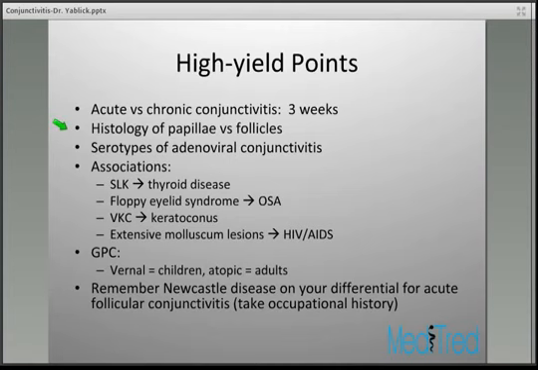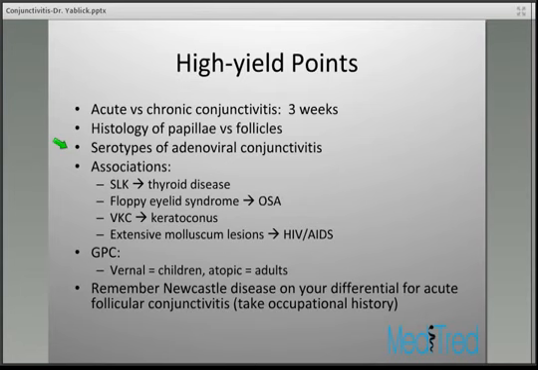Know the histology of papillae and follicles. I showed you slides of both of these. One of the most important points is the presence of the central fibrovascular core within papillae. That tends to be a testable point. Note the serotypes of adenoviral conjunctivitis, we talked about certain serotypes that can be present both in EKC as well as pharyngoconjunctival fever. Those both tend to show up on tests.